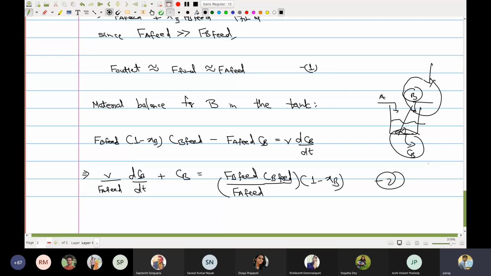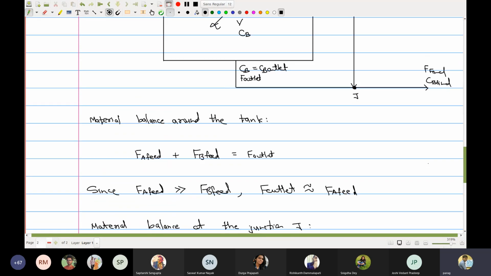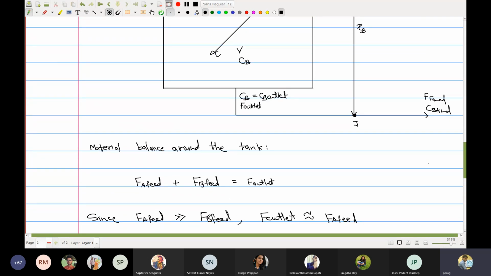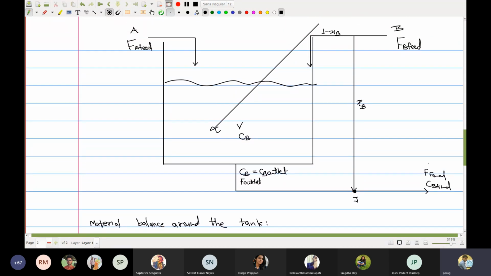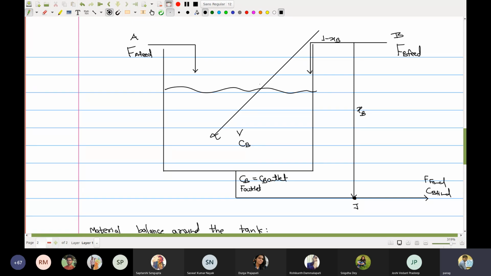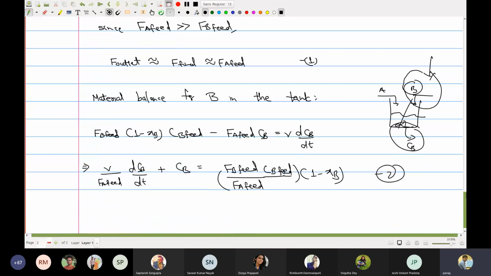Now, is there anything else which we can write as the model equation? We have not accounted for anything for the outlet, C final and CB final. So what's the purpose of this operation? The purpose is that you keep on adjusting. So there would be a valve here at this junction, and you will keep on operating this valve so that you get a desired CB final concentration, right? I have not yet accounted for CB final.